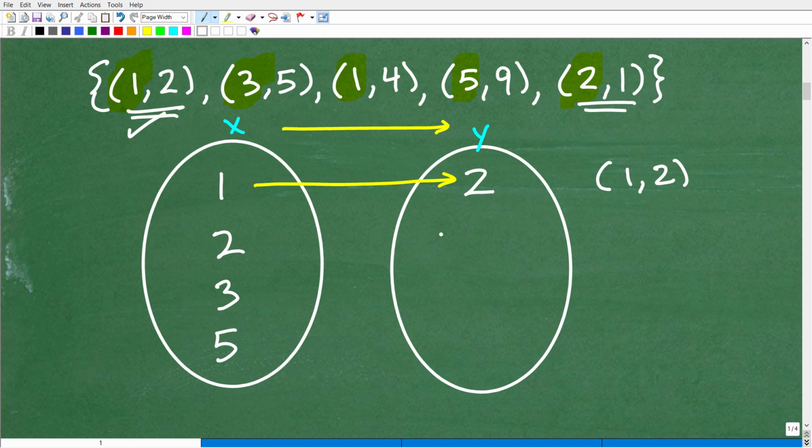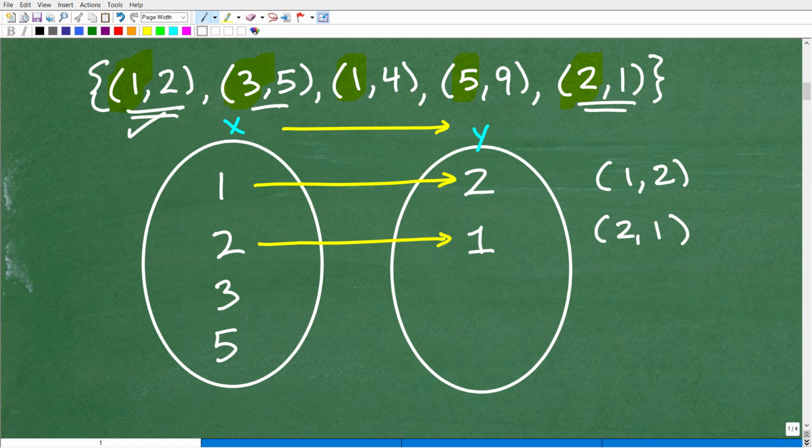Okay, so 2 is going to map to 1. So we need a little 1 over here. Don't worry about the order of these things. You'll see here in a second how this works. But just know that 2 maps to 1, and that represents the point 2, 1. Okay, so that's that point.